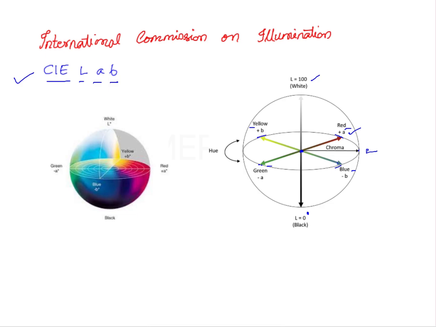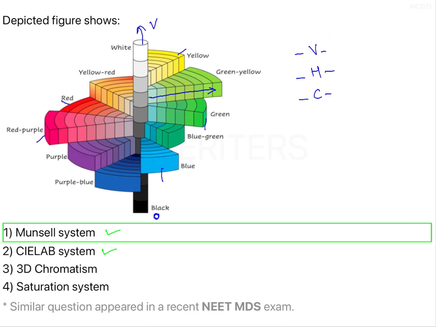You just need to understand this system. Alright. Now the other two options that they've given: 3D chromatism is mostly used for 3D printing, not much of a color system that you need to understand. And the fourth one is the saturation system. It's just a name that they've given in one of the options. I hope this is clear.